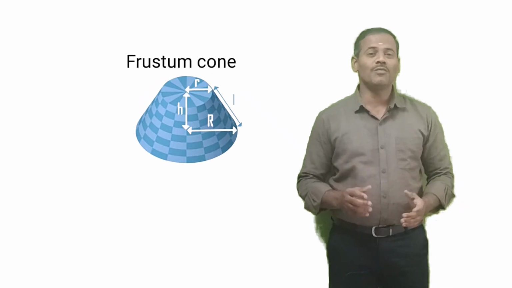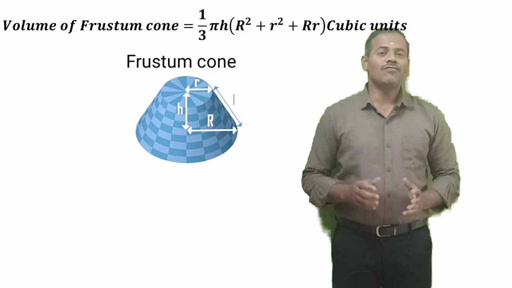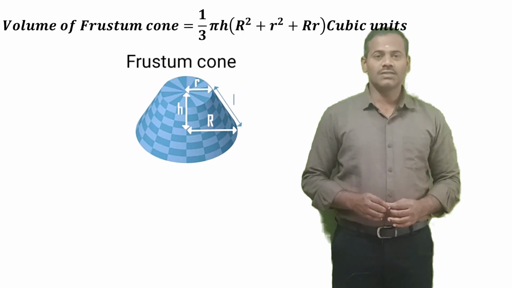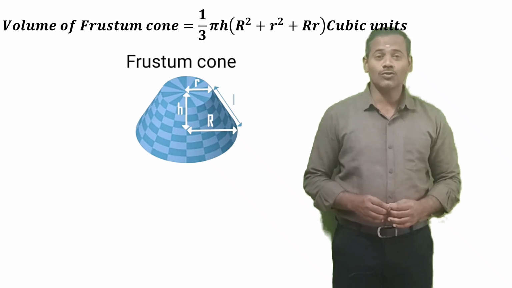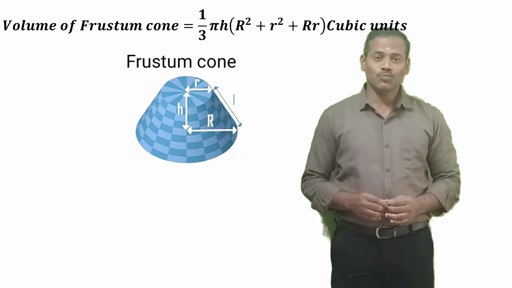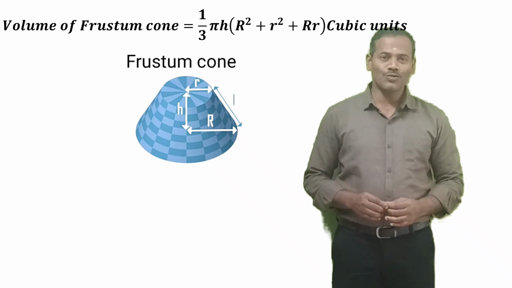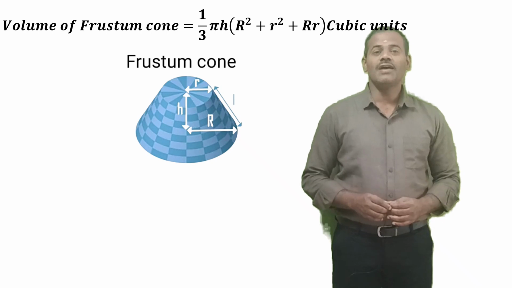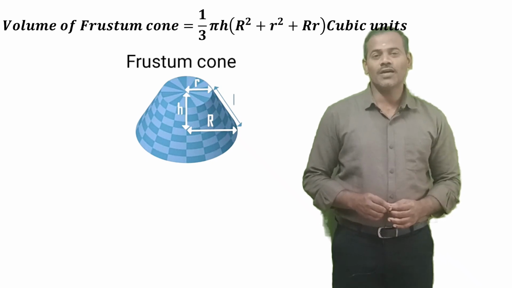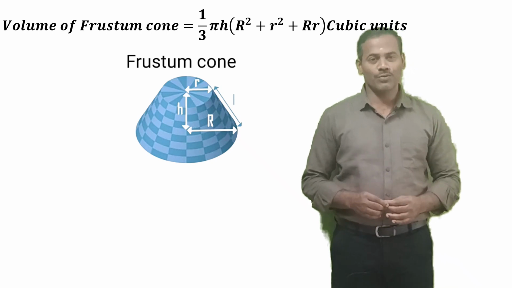Now let us move to frustum cone. Now what is the formula for the volume of frustum cone? The formula for the volume of frustum cone is 1 by 3 pi h (capital R square plus small r square plus capital R small r) cubic units.